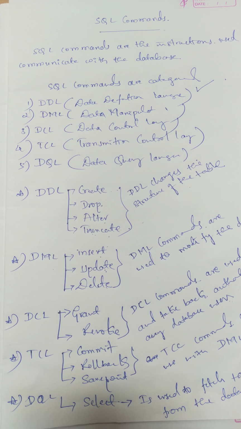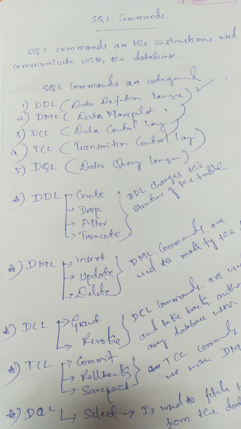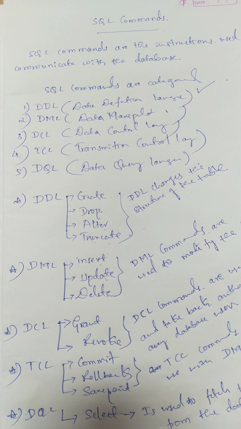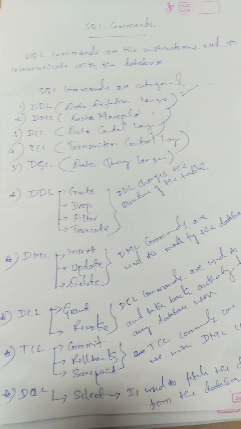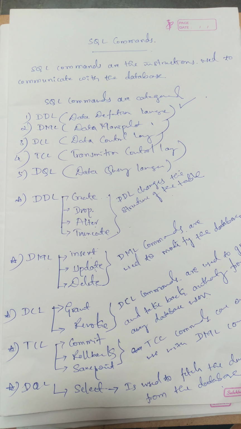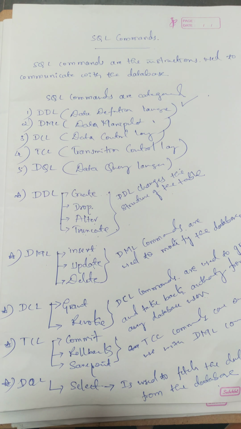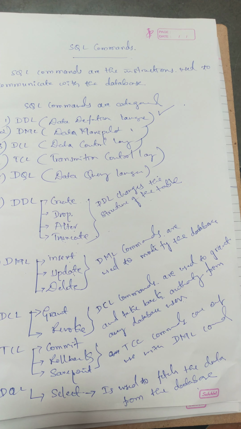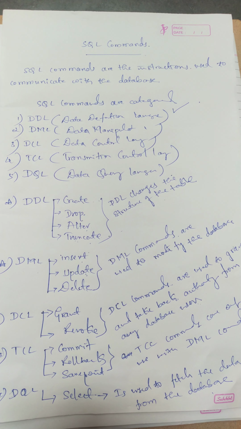The next one is DML, data manipulation language. In this category we have commands like insert, update, and delete, and these commands are used to modify the database. So next we have DCL, data control language.